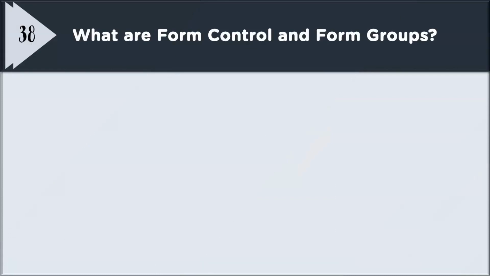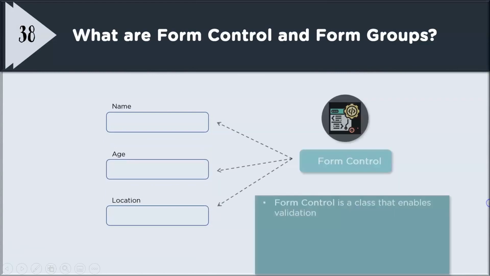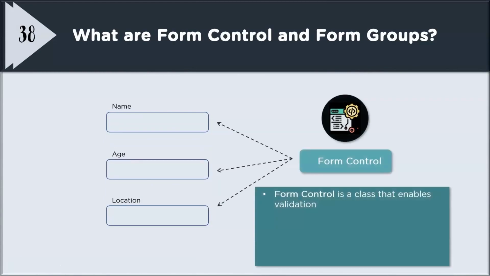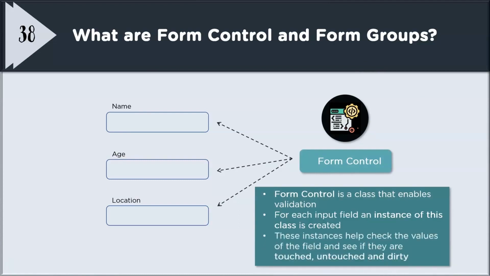Moving on, what are form control and form groups? Now, a form control is basically a class that enables validation. For each input field, an instance of this class is created. And these instances help check the values of the field and see if they are touched, untouched, dirty, pristine, valid, invalid, or so on. So for every field in the form, the data that is being provided is validated with the help of these controls.